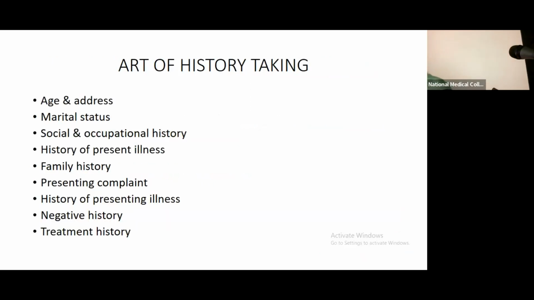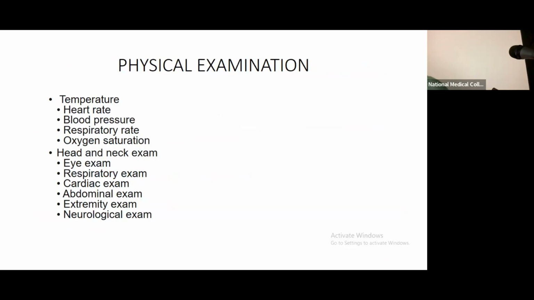I will not go into the art of history taking in Hutchison. These are the points you have to say. I know you are all well versed with it, so I will not go into detail. And what physical examination do you have to do in these cases? You are all well aware there is a general examination and a systematic examination.